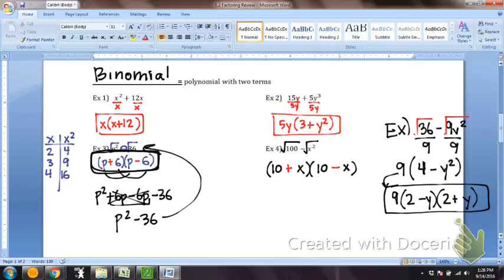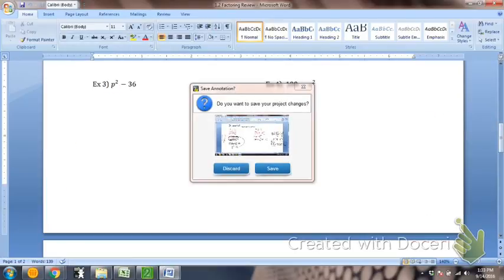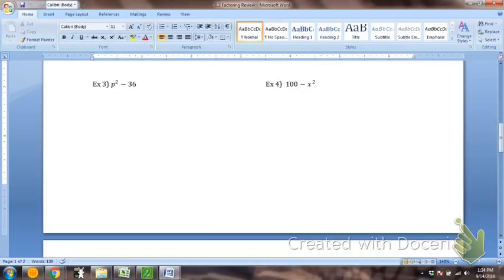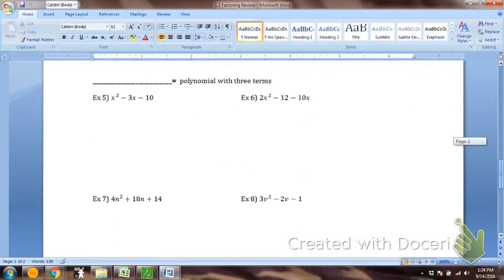All right, let's flip over to the back. What is a polynomial with 3 terms? Trinomial. Good, trinomial. That's your blank there. A polynomial with 3 terms is a trinomial.